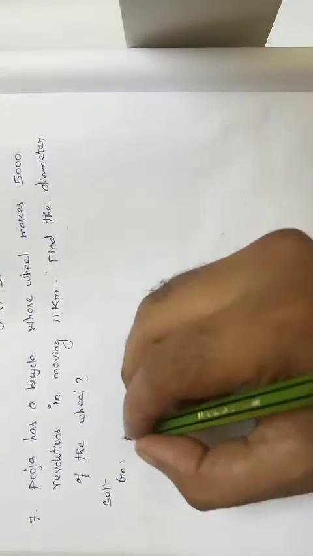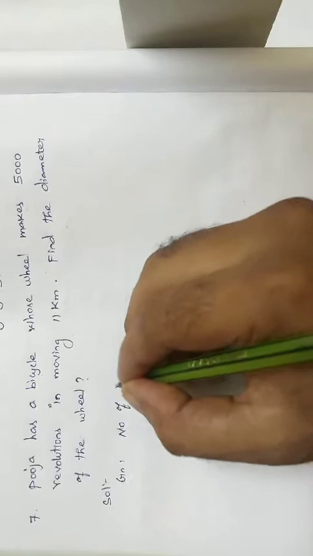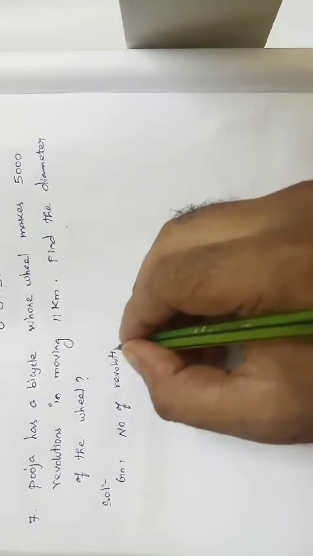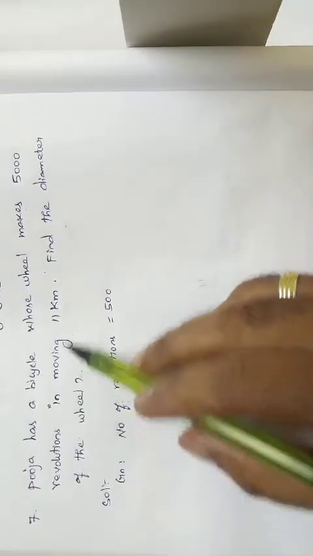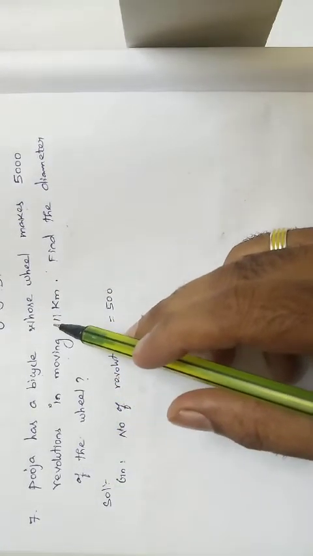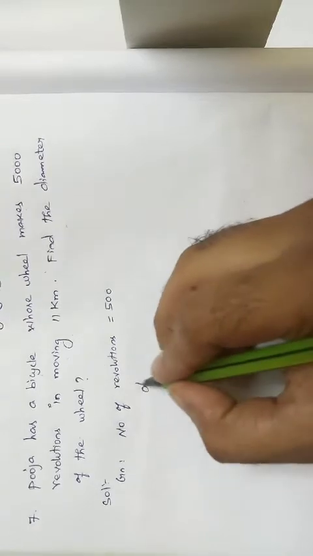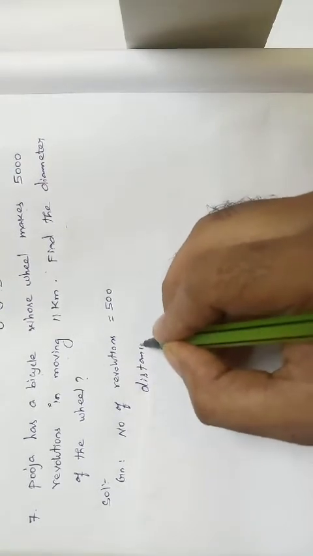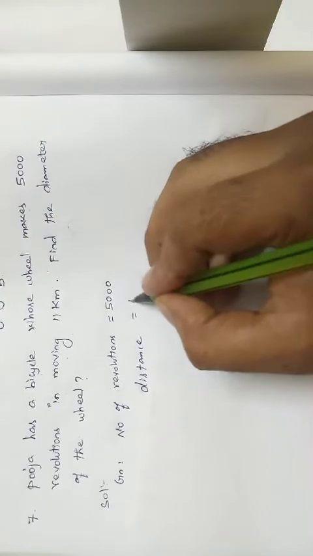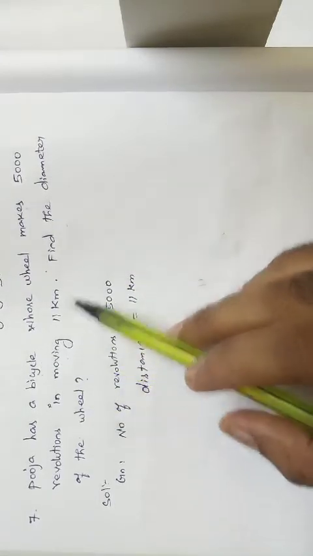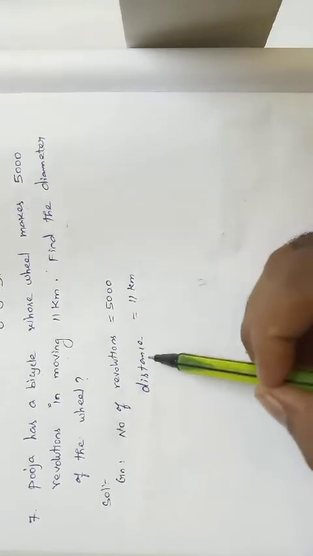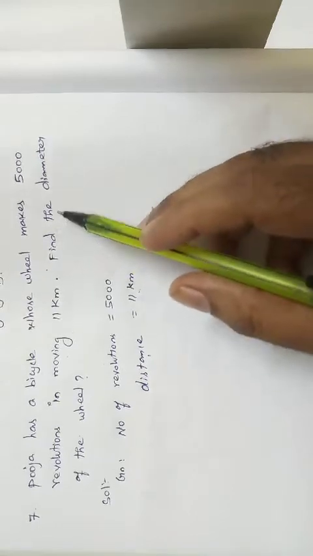First write the given things we have. 5000 revolutions, so the number of revolutions is equal to 5000. Next, in moving 11 kilometer, that means the distance traveled is 11 kilometer. That's all the given: 5000 revolutions in moving 11 kilometer, that is, distance 11 kilometer. Find the diameter of the wheel.